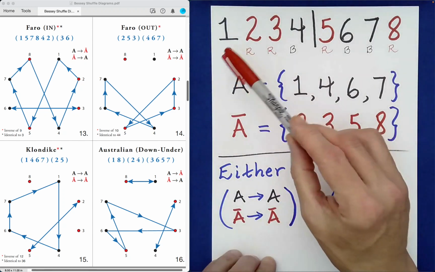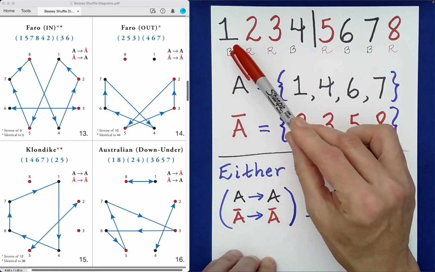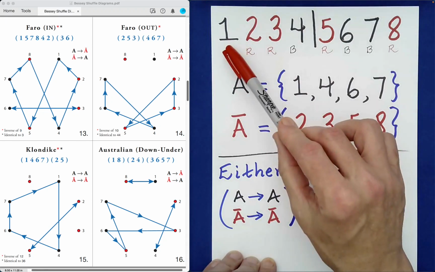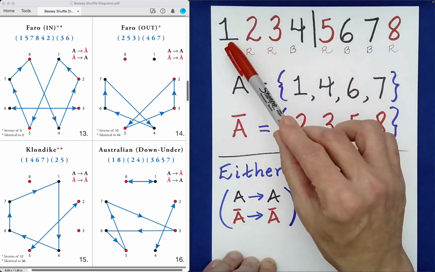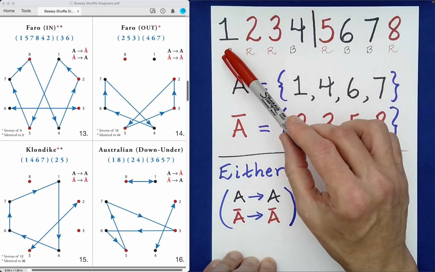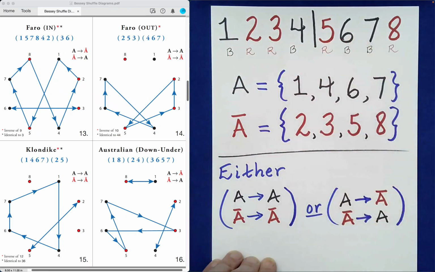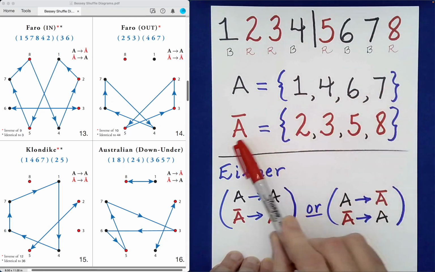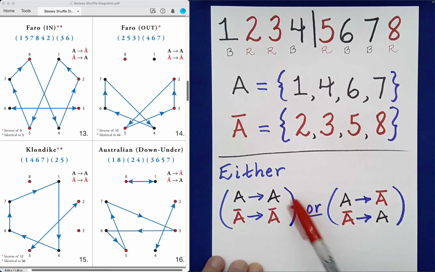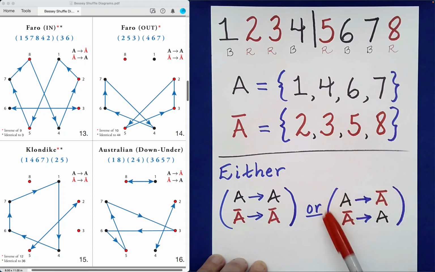To aid us in interpreting these diagrams, I've indicated here that half of the digits between 1 and 8 have been color-coded red and half have been color-coded black. So we have 1, 4, 6, 7 black, and 2, 3, 5, 8 red. Written in set notation, we get the following. Also, as we will see, there are times when the Bessey sequence is preserved exactly, and we'll show you what that means in just a moment, or it will be converted to what we call an inversion of the sequence.